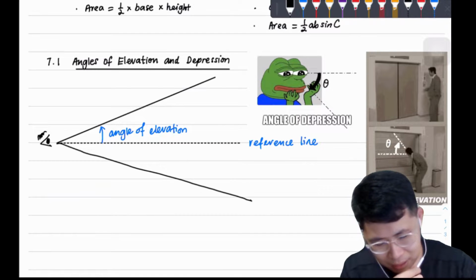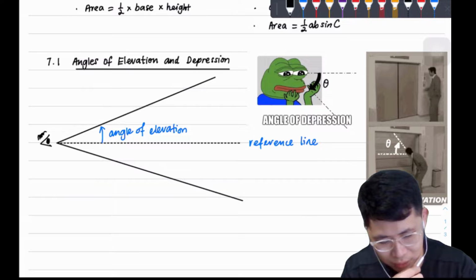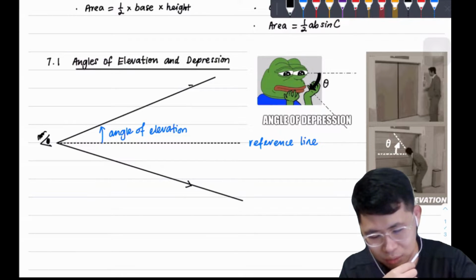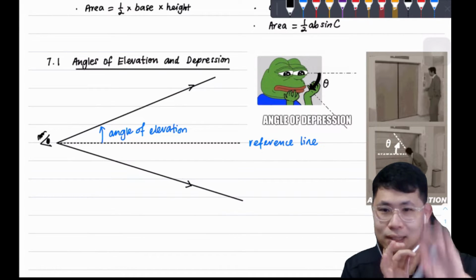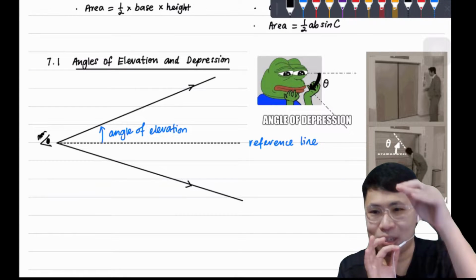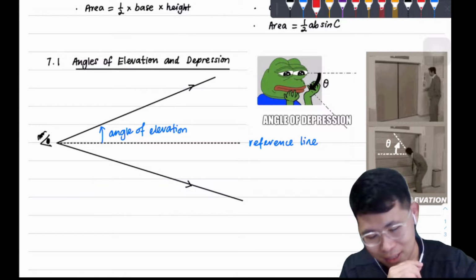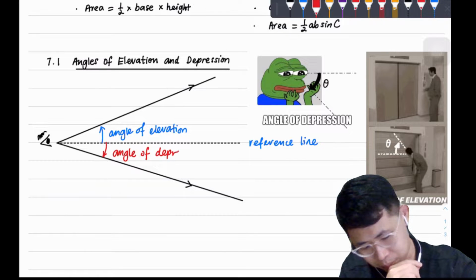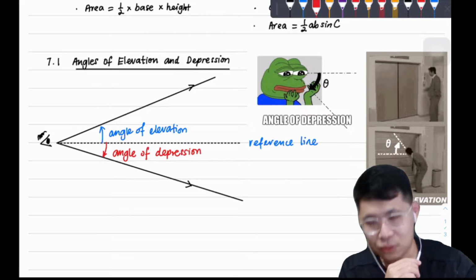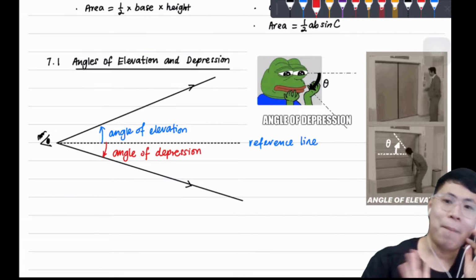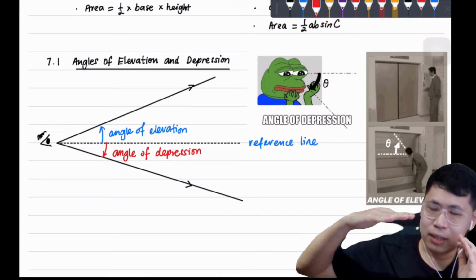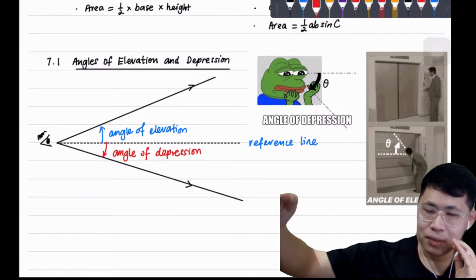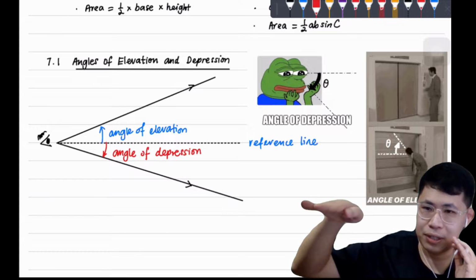Similarly, if we were to look downwards, this angle over here is the angle of depression. Physics students, don't kill me, I'm just saying up and down. It's not really about how depressed you are or how you suffer with mental health. No, it's not like that. It's mainly about the eyesight, eye level, how many degrees upwards, how many degrees downward.